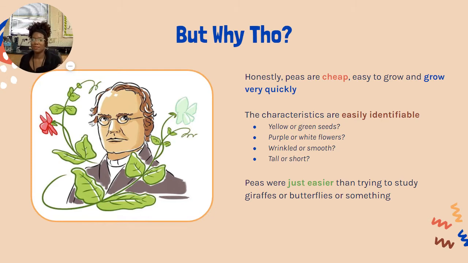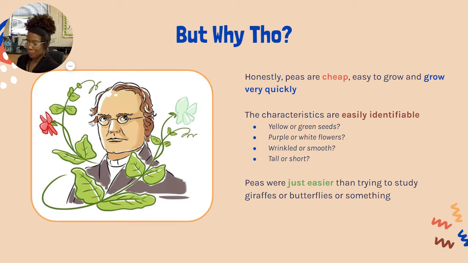You look at the plant. Does it have yellow seeds or green seeds? Does it have purple flowers or white flowers? Are the peas wrinkled or are they smooth? Are the pea plants growing tall or are they short? They're very easily identifiable. Way easier than if Gregor Mendel were to try and study giraffes or human babies, right?